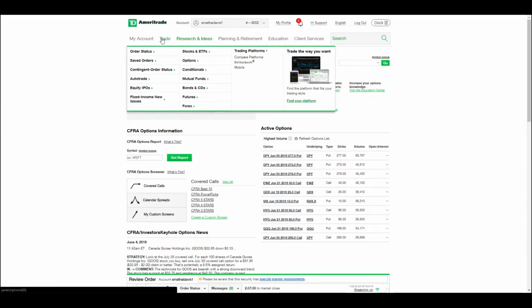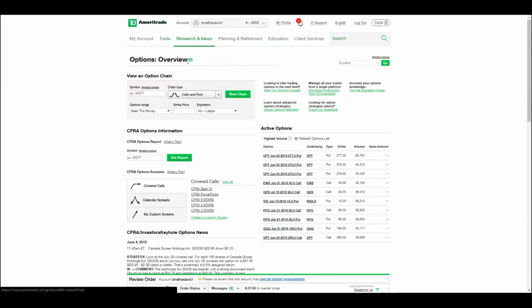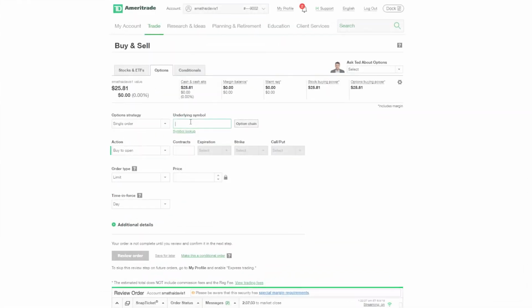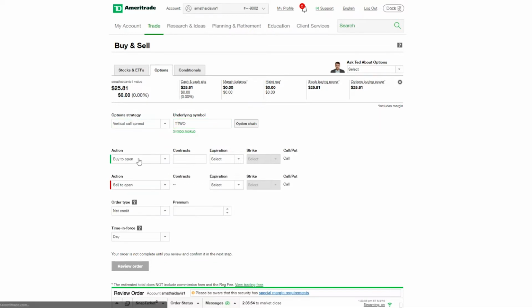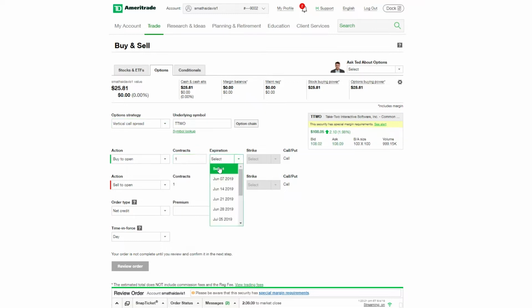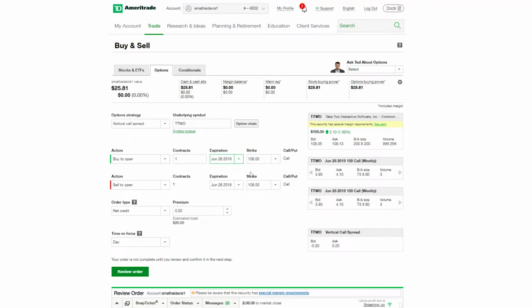First thing you want to do is go to trade and then options. Now let's bring in the ticker, TTWO. Now, I like to put things in order so I can easily follow things. So what's the strategy going to be? It's going to be a vertical call spread. Now let's go through this. Now I personally don't like the way they've done it, but we can work around that. Let's make the contracts one, so it's a 1-by-1 trade. We know what the expiration is, it's June 28.